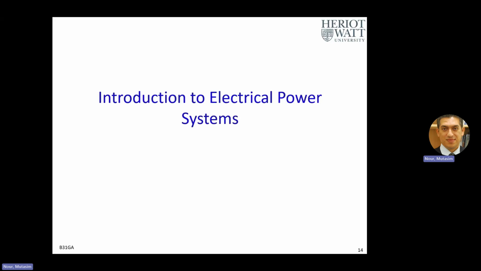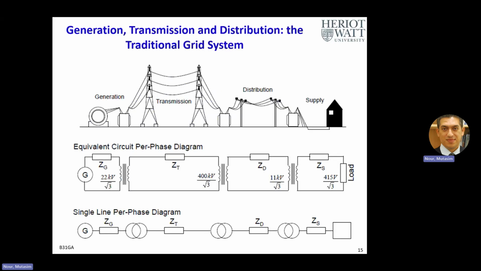Okay, now let's have an overview introduction about electrical power systems. This shows the generation, transmission, and distribution of a traditional power system, starting from this point, generation. Traditionally we generate with synchronous generators. Looking around here in the UAE, how is the electricity generated? What is the primary source of energy?